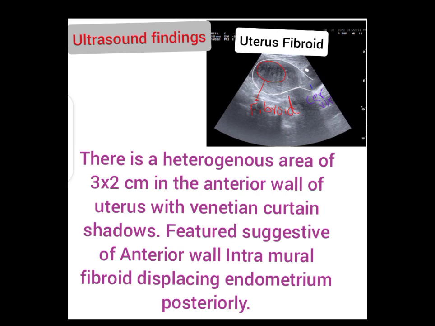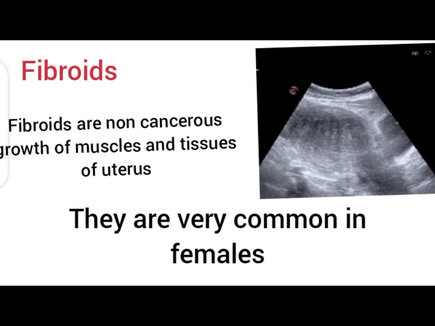So ultrasound findings are a heterogeneous area of 3 into 2 centimeter is seen in the anterior wall of the uterus with Venetian curtain shadows. Features are suggestive of anterior wall intramural fibroid pushing endometrium posteriorly.